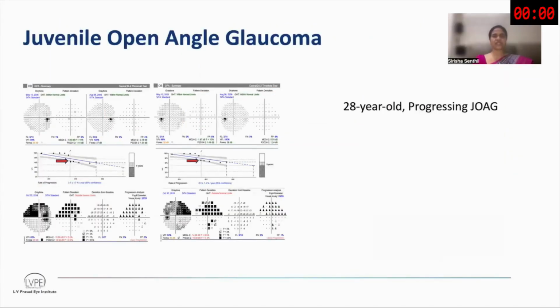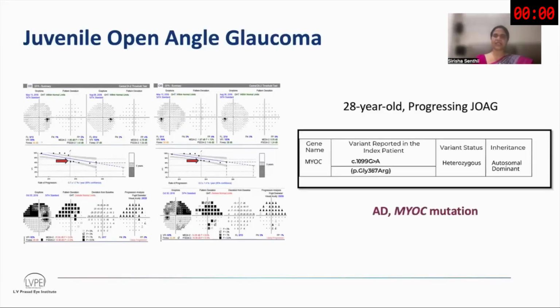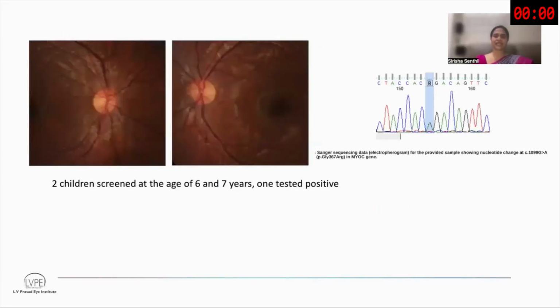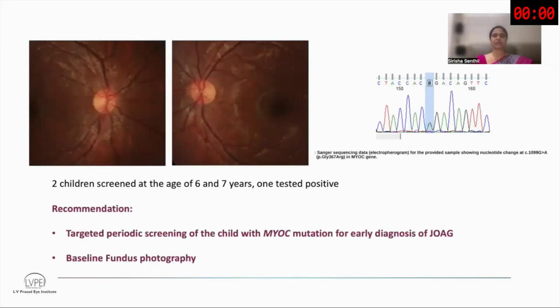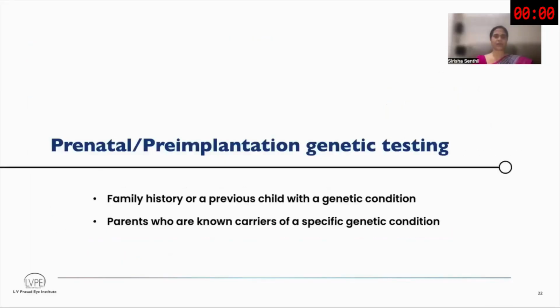In patients with very severe juvenile open angle glaucoma, they are very aggressive. Especially if associated with an autosomal dominant myosin mutation, it helps to screen the children, so that if the child has a similar kind of mutation, it helps us to periodically screen these children. And in case they develop a problem, we will be able to pick it up early and treat them appropriately.